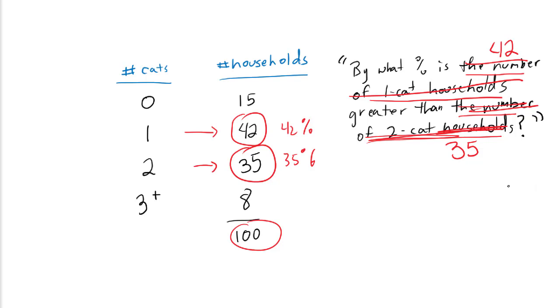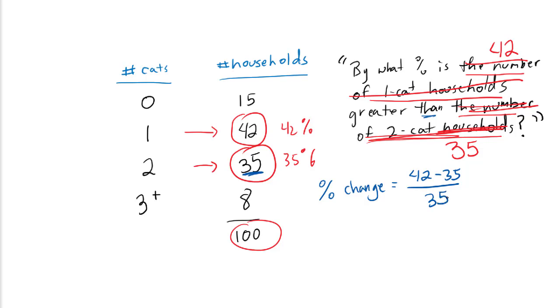Oh, that's a different question than 42 minus 35. By what percentage greater is 42? So I need to do a percentage change calculation here. I need to calculate percentage change equals the new minus the old, so that's 42, the greater value, minus the 35. And remember, it's the old or original base value off of which we'll calculate that percentage change, the "greater than" figure, it's the 35.